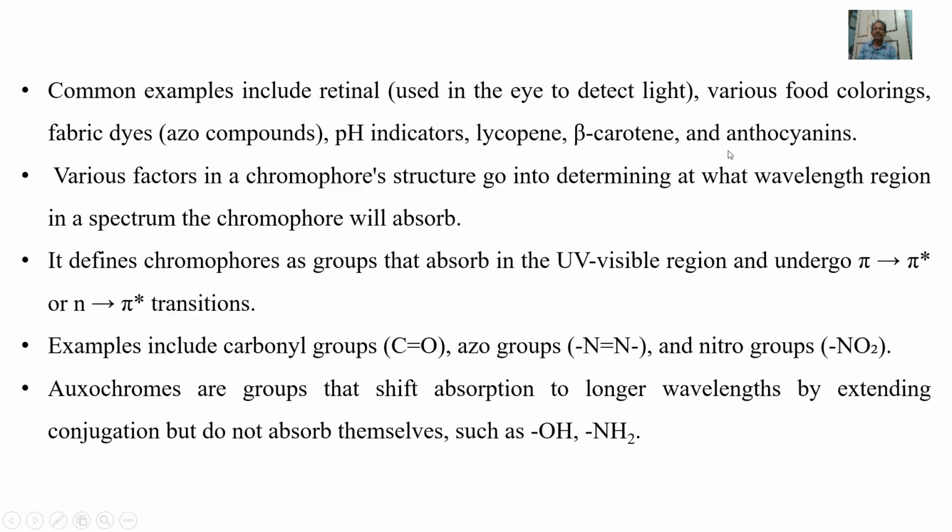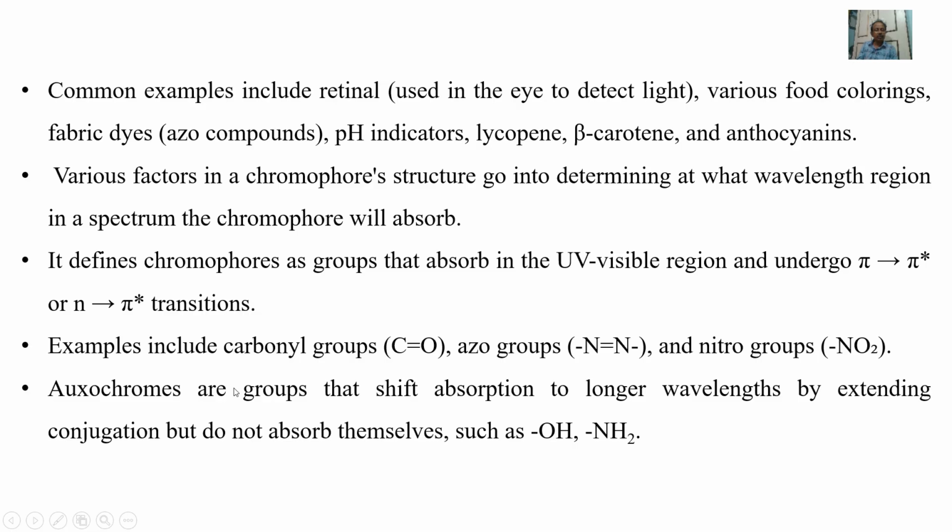Various factors in chromophore structure go into determining at what wavelength region in the spectrum the chromophore will absorb. It defines chromophores as groups that absorb in the UV visible region and undergo pi to pi star or n to pi star transitions. Examples include carbonyl groups, azo groups, and nitro groups.